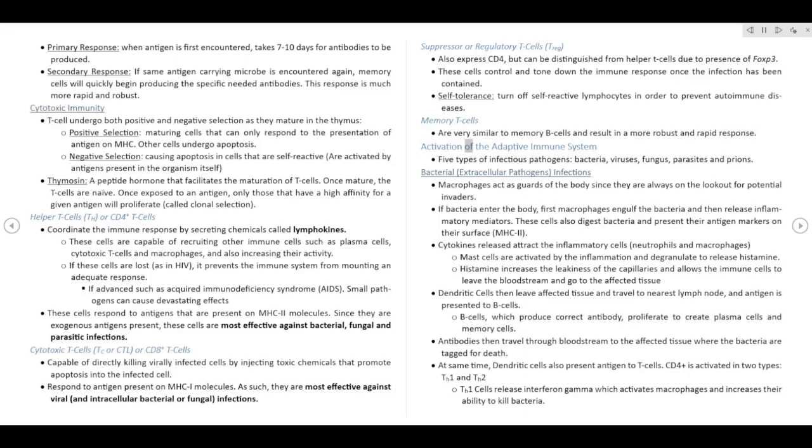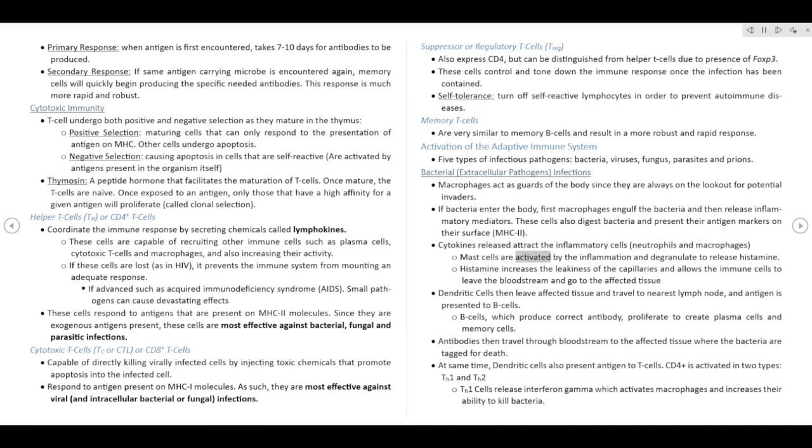Activation of the adaptive immune system. There are 5 types of infectious pathogens: bacteria, viruses, fungus, parasites, and prions. Bacterial, extracellular pathogen infections: macrophages act as guards of the body since they are always on the lookout for potential invaders. If bacteria enter the body, first macrophages engulf the bacteria and then release inflammatory mediators. These cells also digest bacteria and present their antigen markers on their surface, MHC II. Cytokines released attract the inflammatory cells, neutrophils and macrophages.